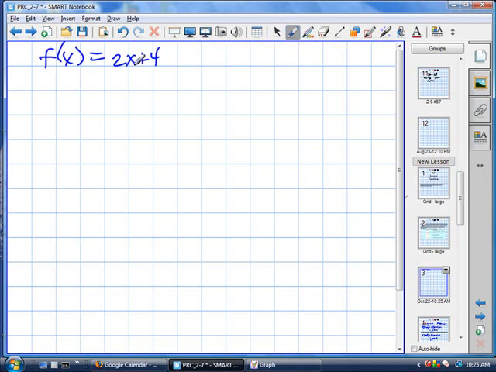So the first thing we did was we just called this f of x, y. Now, literally, swap the x and the y. Now, just solve for the new y. So we want to get the new y alone, so we're going to subtract 4 from both sides. And we're going to divide both sides by 2.